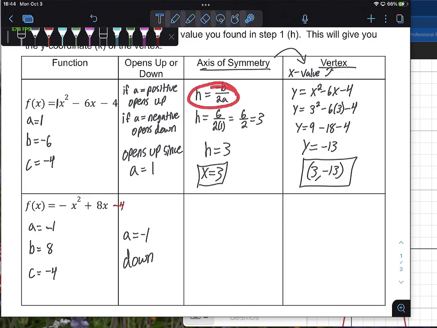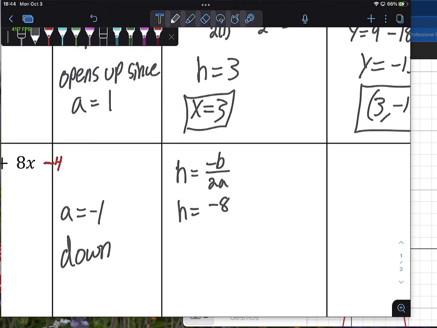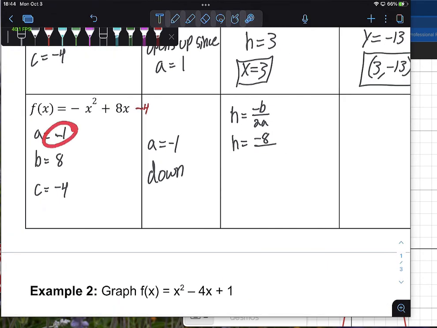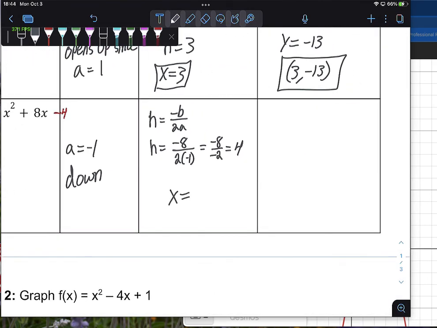My axis of symmetry is going to be this right here. So H is equal to opposite of B over 2A. My B in this case is positive 8. What's the opposite of positive 8? Negative 8. And my 2A is going to be 2, parentheses, negative 1. That's going to be negative 8 over negative 2, which is going to give me 4. So, from here, x is equal to 4.